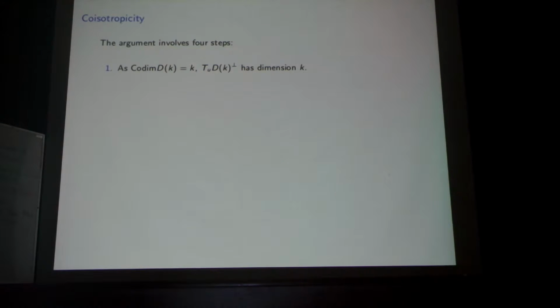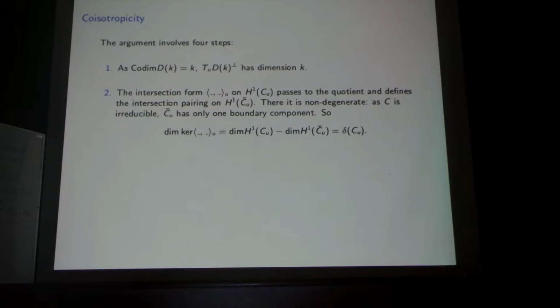the codimension of the delta constant stratum is K, and so the omega orthogonal complement has also got dimension K. That's just a consequence of the fact that the symplectic form is a non-degenerate 2 form. So it's a non-degenerate pair.